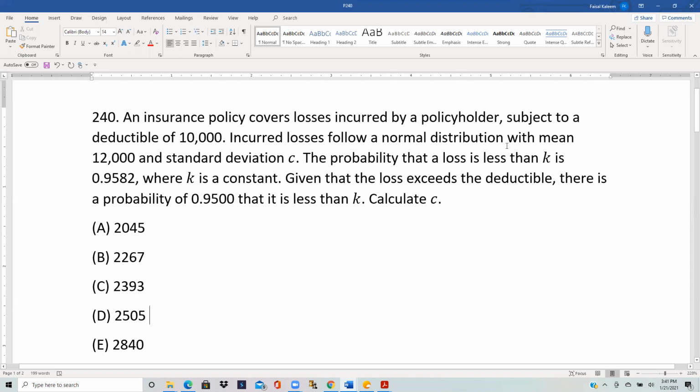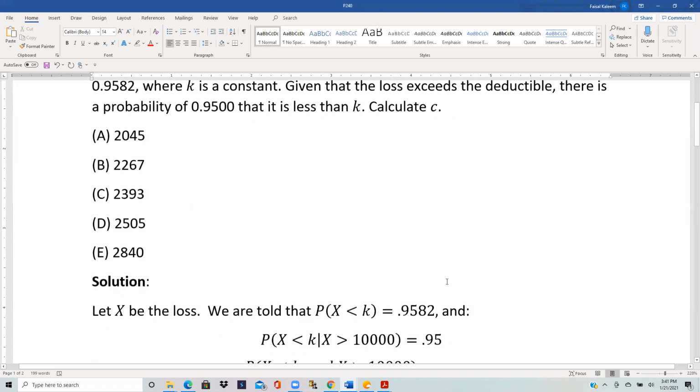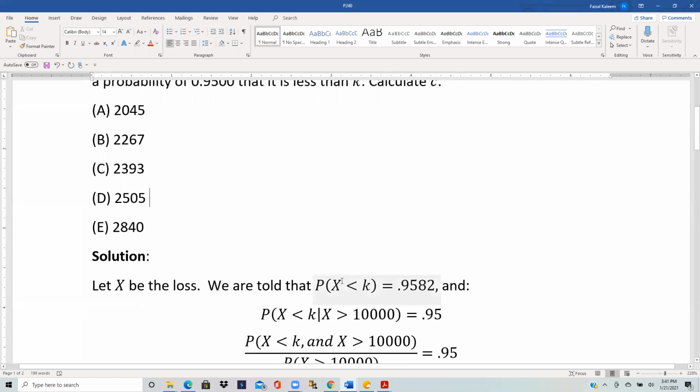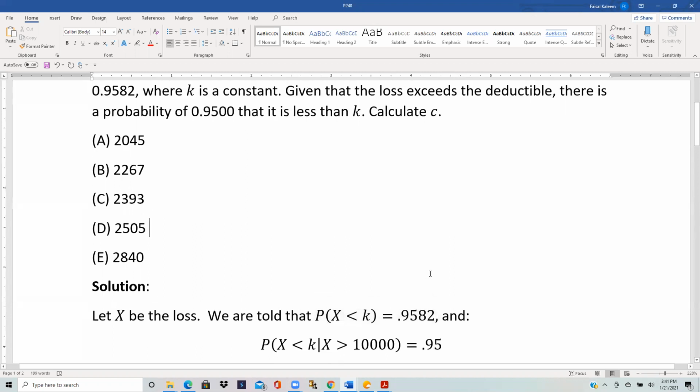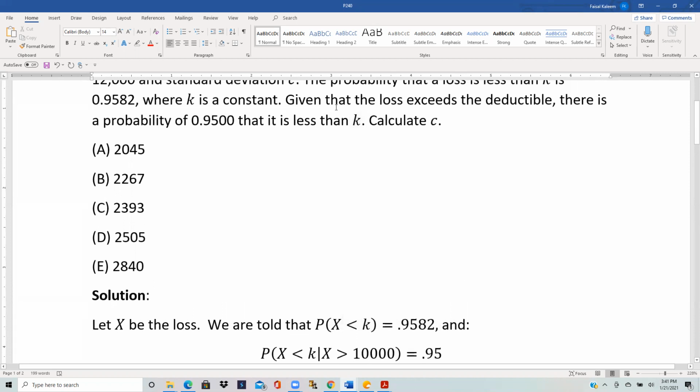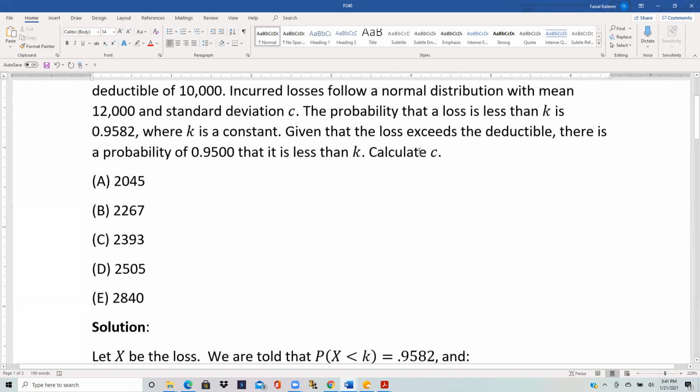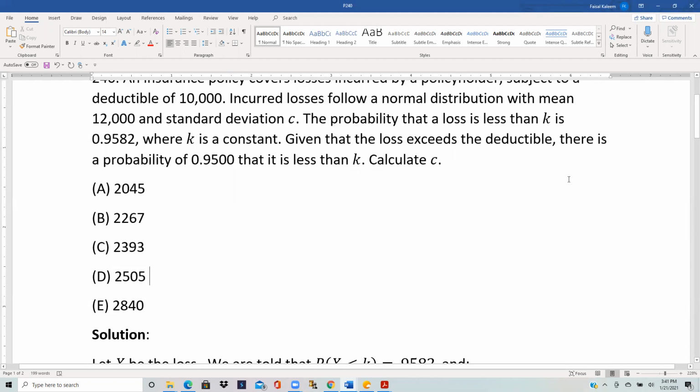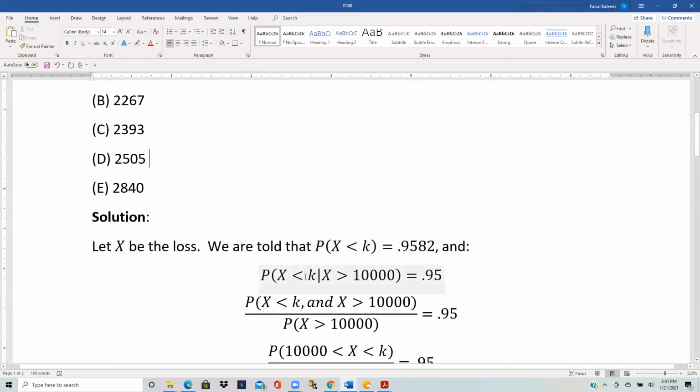That loss is less than K is 0.9582. So let the loss be X. Then we are told that probability X is less than K is 0.9582. And the second condition is that given that loss exceeds the deductible, so given that X is greater than 10,000, the probability is 0.95 that it is less than K. So probability that X is less than K, given X is greater than the deductible, is 0.95.